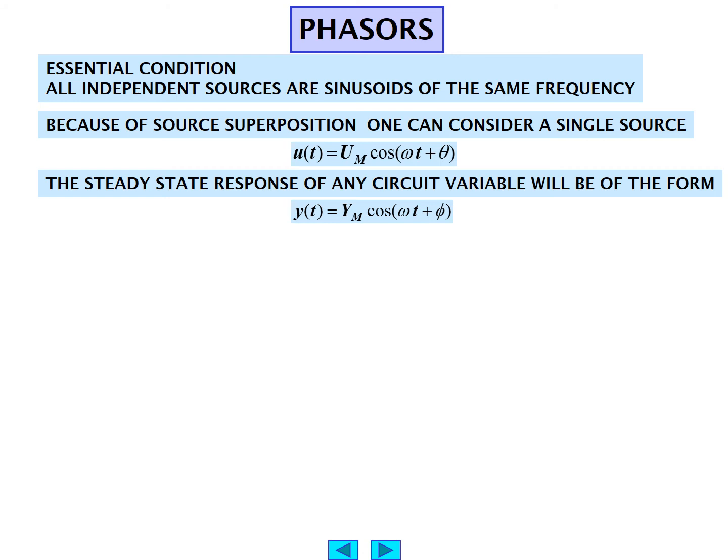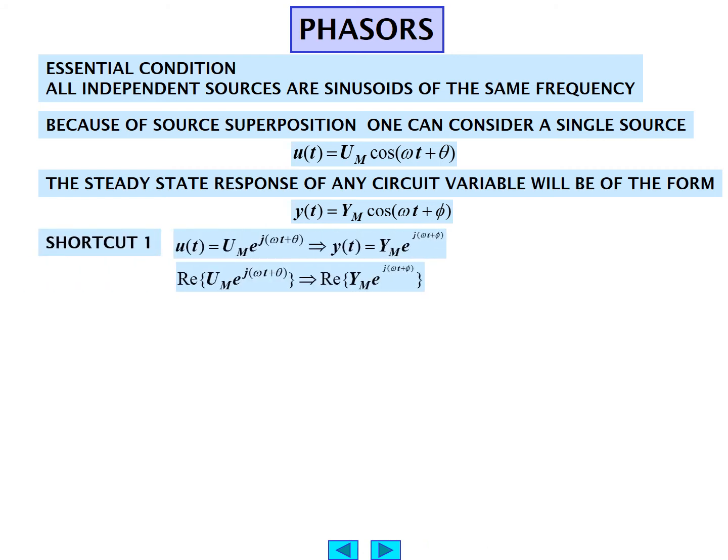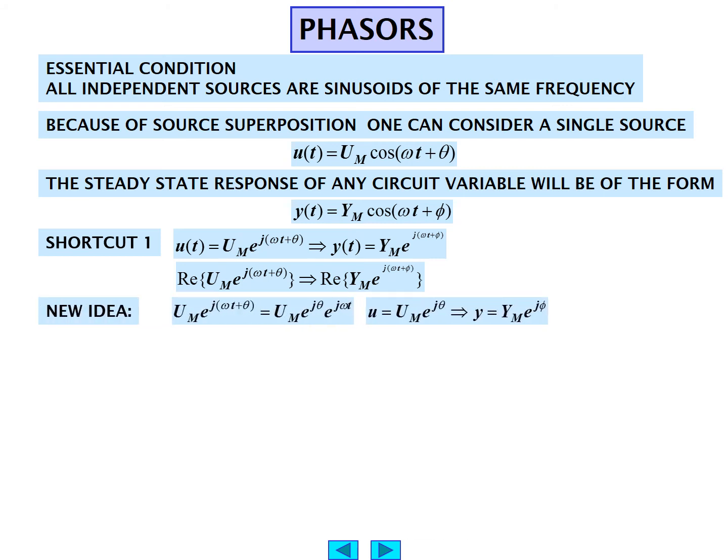And here, that's what we said. Because of source superposition, one can consider just a single source and get the steady state response for any circuit variable, which would be given for that particular steady state single source first. So if some forcing function u of t is some amplitude u sub m e to the j omega t plus theta, produces some output y of t, that would be y sub m e to the quantity j, quantity omega t plus phi. Or if you will, you can also write them as real parts in order to produce their real part representation as analytical functions. A new idea, though, then, is to separate those complex exponentials, as we've been doing up till now.